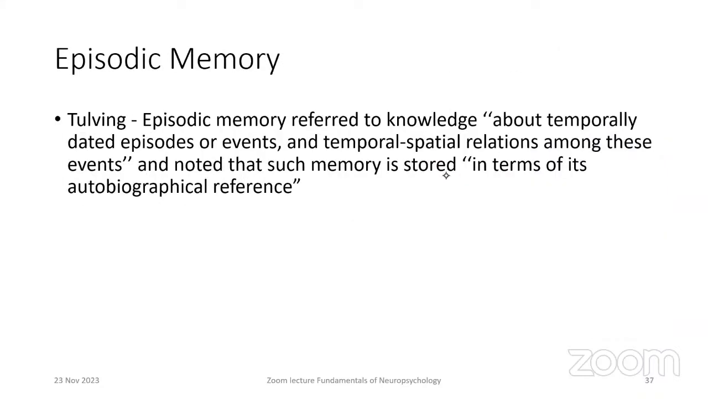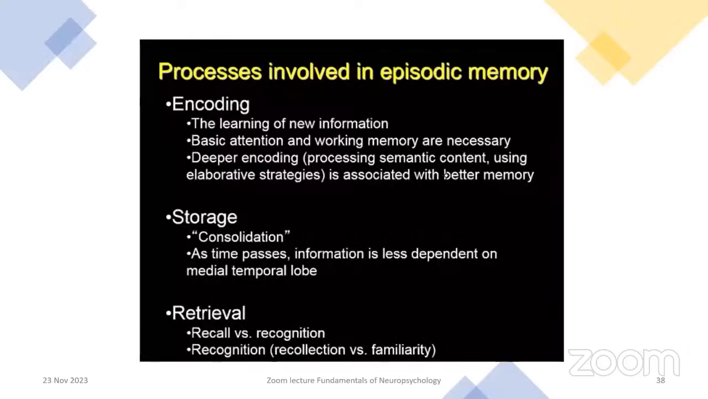Episodic memories refer to the knowledge about temporally dated episodes or events and the temporal-spatial relations among these events. It is noted that such memory is stored in terms of its autobiographical reference. The processes involved in episodic memory: if you look at the encoding, the learning of new information, basic attention and working memory are very essential for encoding any information. Deeper encoding, that is processing semantic content using elaborative strategies, is associated with better memory. And after encoding this, it has to consolidate and it is stored.